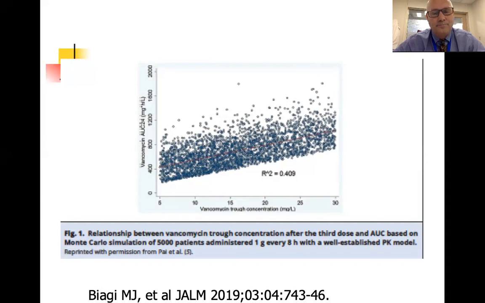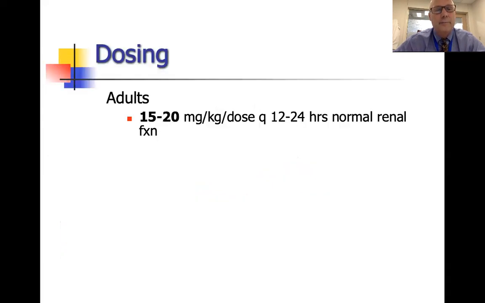And so just be aware that 15 to 20 may not be the most appropriate serum concentration that you want to design for your patient. So in terms of dosing, we always dose 15 to 20 milligrams per kilogram per dose. And it's usually every 12 to 24 hours, depending on renal function and age. So obviously the older people, the elderly people in their 70s and 80s, they may need a regular dose, 15 milligrams per kilogram, but they only need it once a day, every 24 hours. And that's because their renal function is reduced compared to a normal, healthy 30-year-old patient.